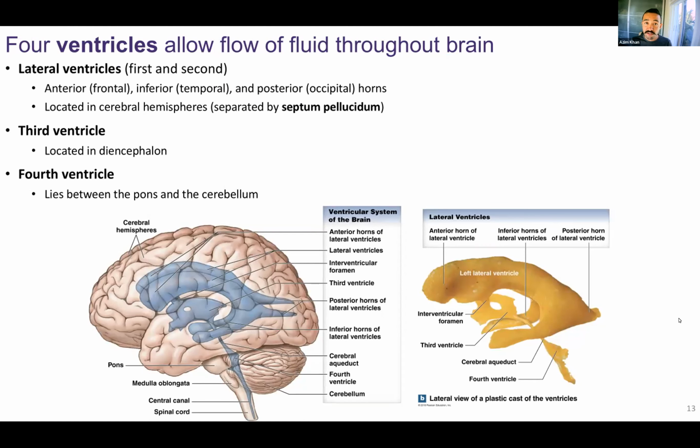The 4 ventricles where you can find choroid plexus have names and they're found in very specific places. The first 2 are called lateral ventricles. There are 2 of them. There's one on your left side, which I've highlighted here, and then there's one on the other side, highlighted here. Those are your lateral ventricles.